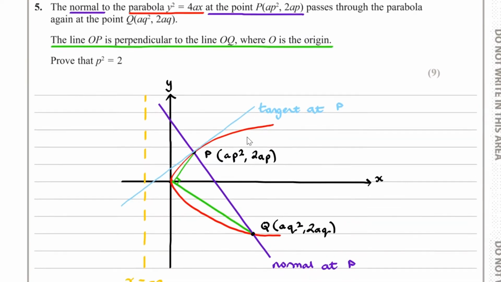So what I've done over here is I've sketched everything out. We've got our parabola over here, that's y squared equals 4ax. We've got the normal, shown in blue over here at the point P, and the normal intersects at another point Q over here. OP is perpendicular to OQ, we see that over here in green. We've got the directrix over here, x equals minus a. We've got the tangent at P, shown in this light blue colour over here. So this is the diagram, and what we need to do is show that p squared is equal to 2.